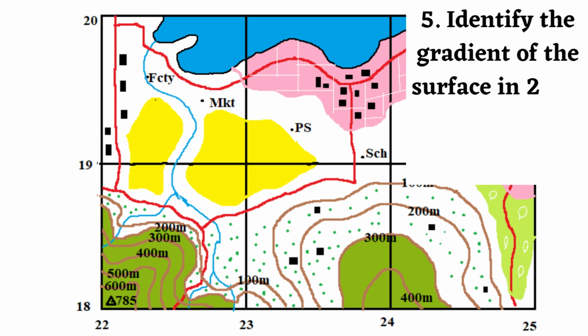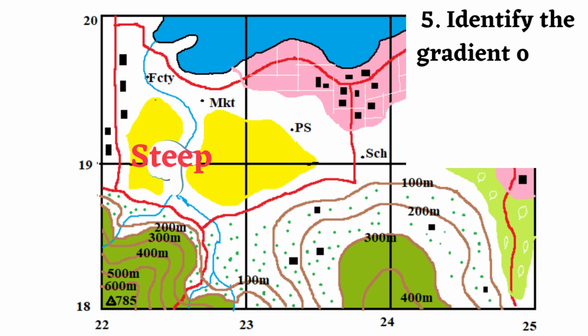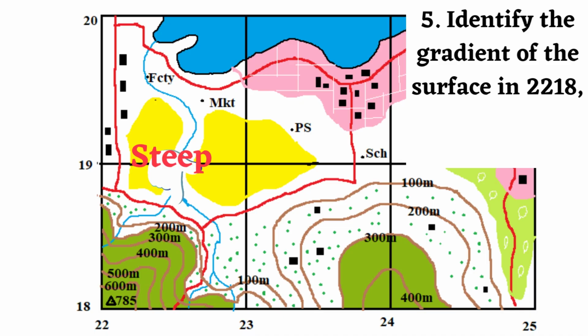Okay, number 5 says identify the gradient of the surface in 2218, 2419, and 2318. So in 2218, the land for the most part has closely spaced contour lines, and this indicates that the land is steep.